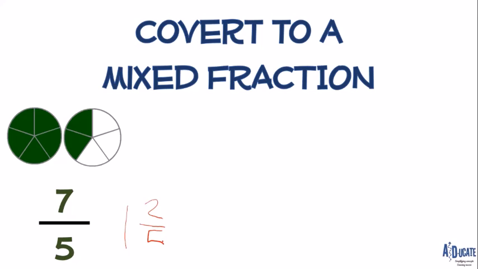Some people still won't understand it though. So in other words, having 7 as our numerator and 5 as our denominator tells us that this is an improper fraction because our numerator is greater than our denominator.